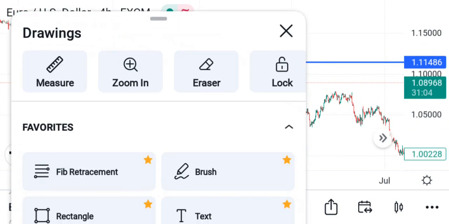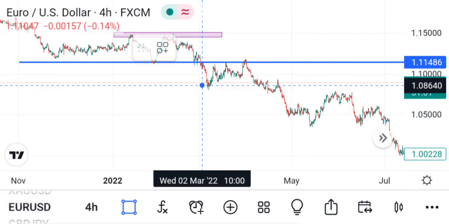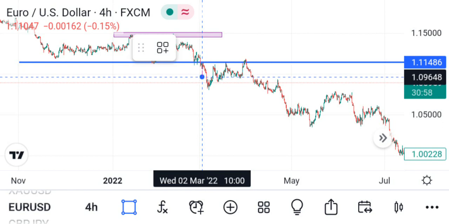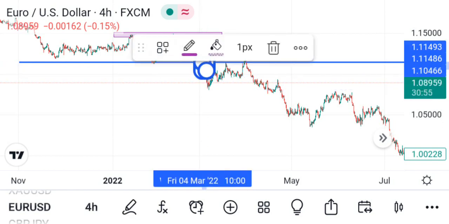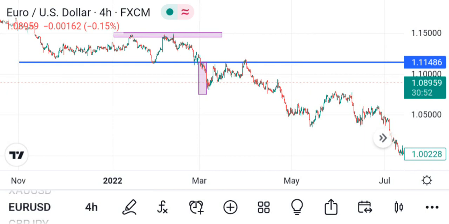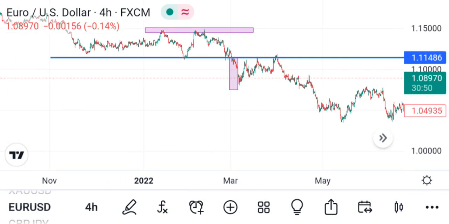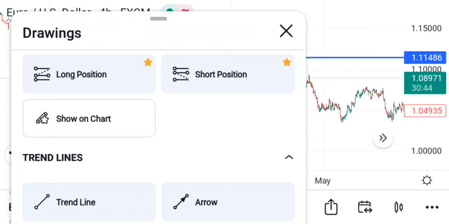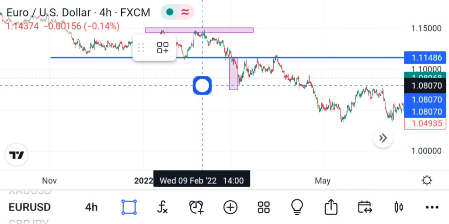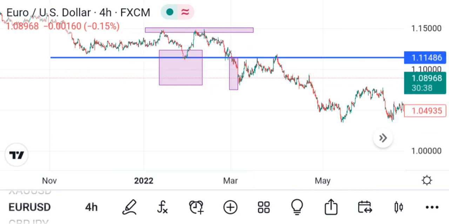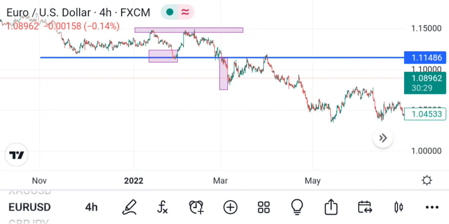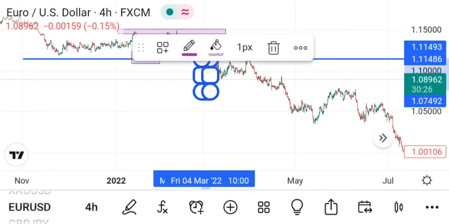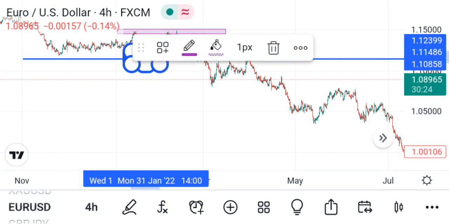Now, what happened here? There was a break. The market broke to the downside and came back to this zone here. So what we're expecting to do is get an entry here and ride the market to the downside.